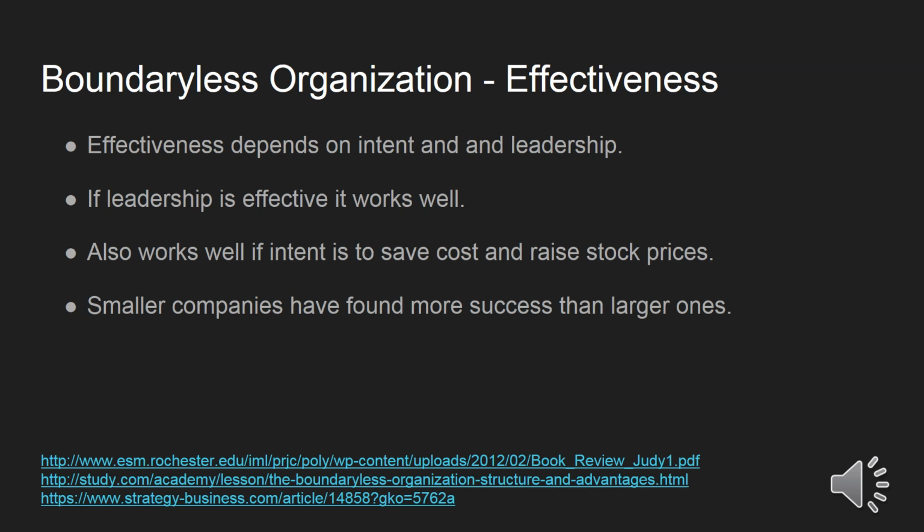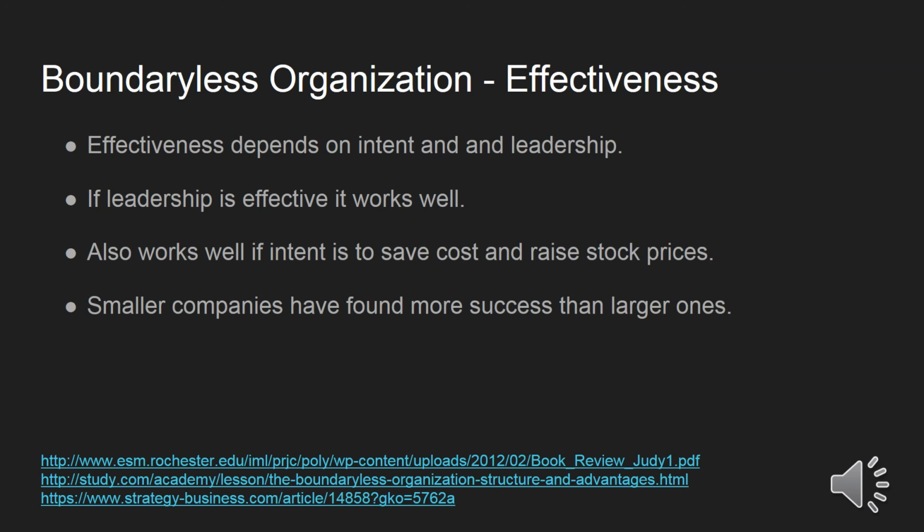However, in larger companies, they have found some issues with boundaryless organization. A lot of chaos that gets created. However, in small companies, it actually has a very good rate of success.